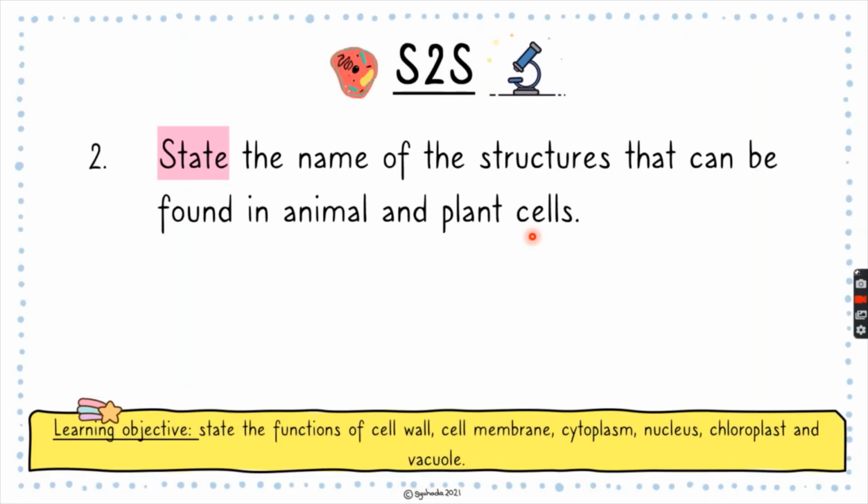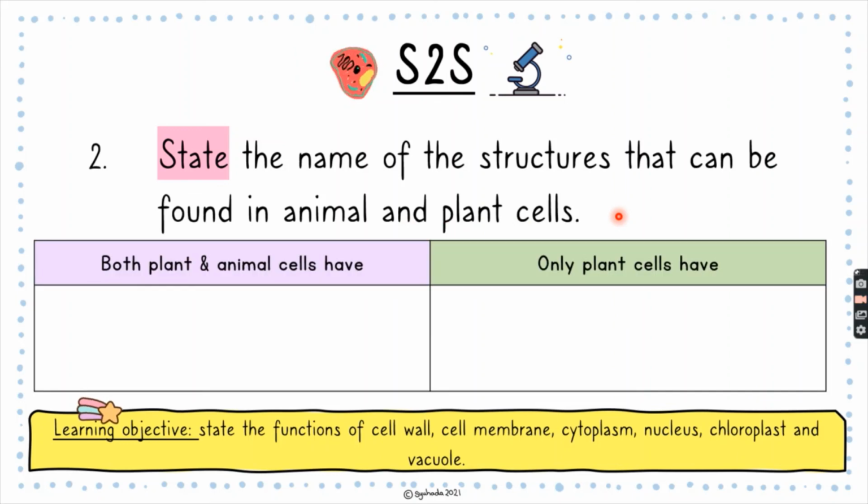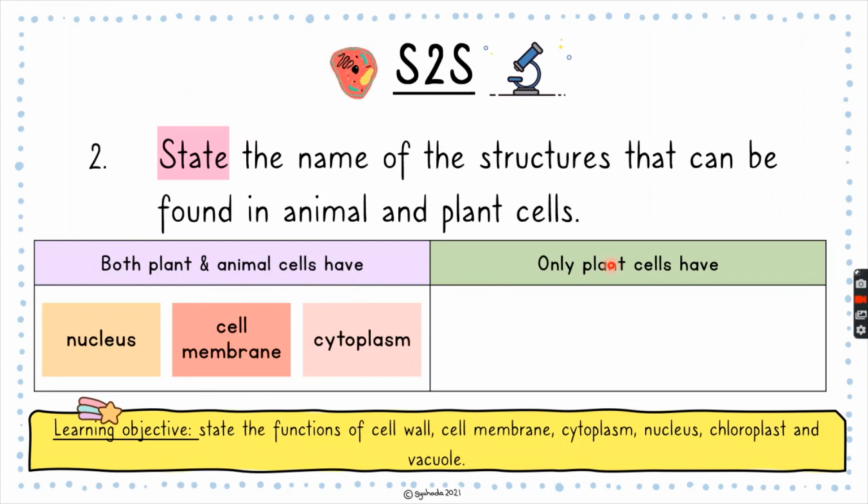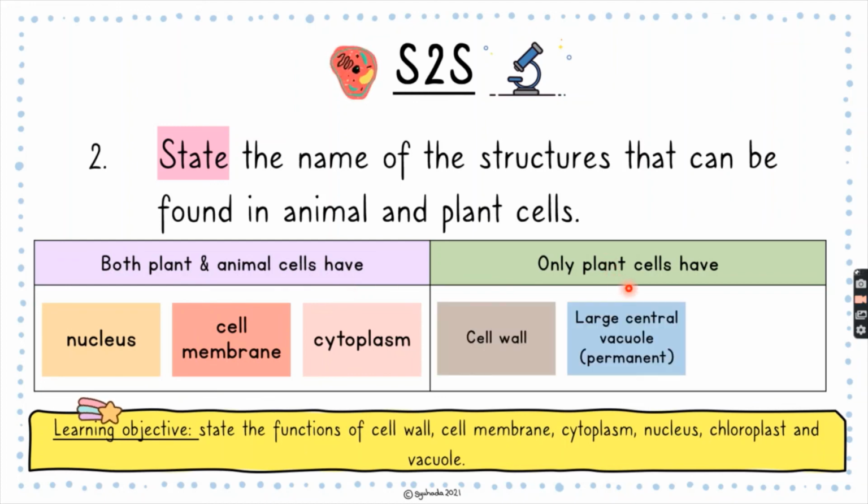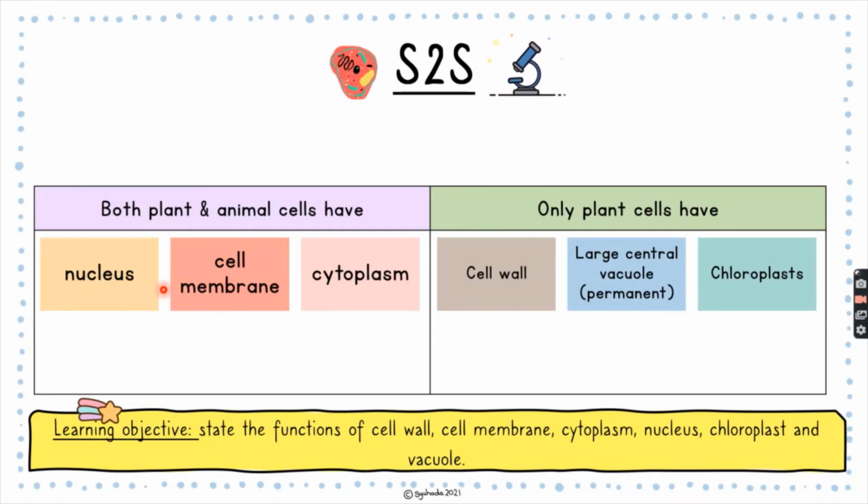All right, the second step to success is to state the name of the structures that can be found in animal and plant cells. So both plant and animal cells actually have nucleus, cell membrane, and cytoplasm. However, plant cells have cell wall, large central vacuole, and chloroplast. So this is what is special and different about plant cells, and both of these are what animal and plant cells have. Now we have to state their function.